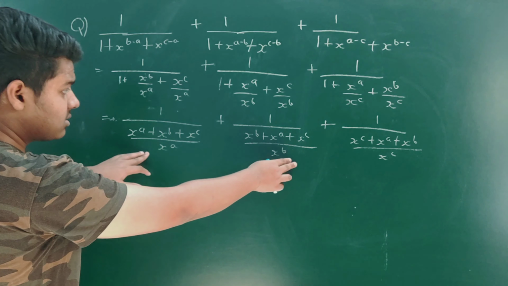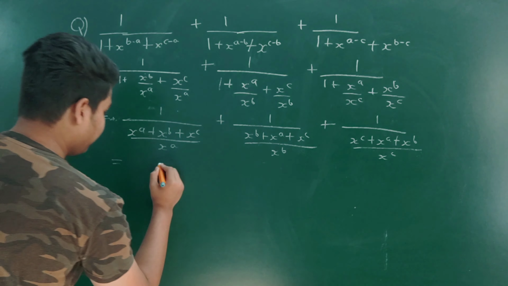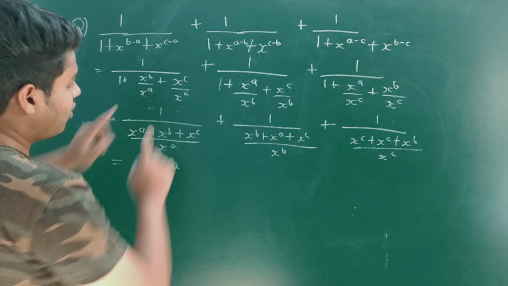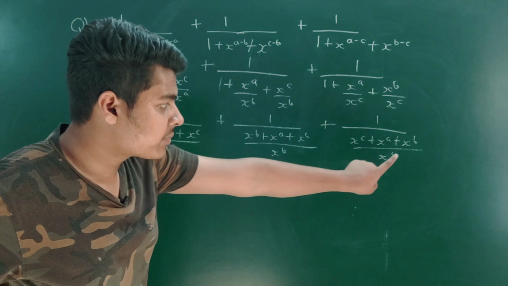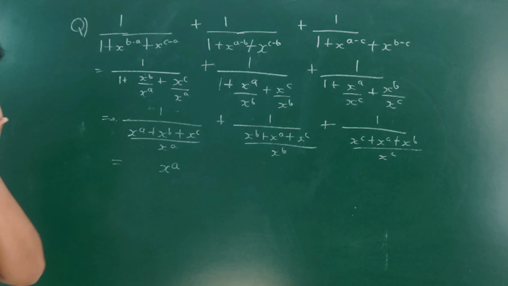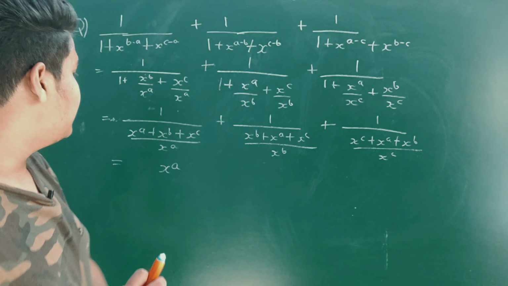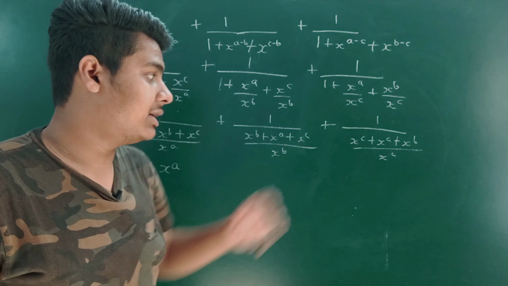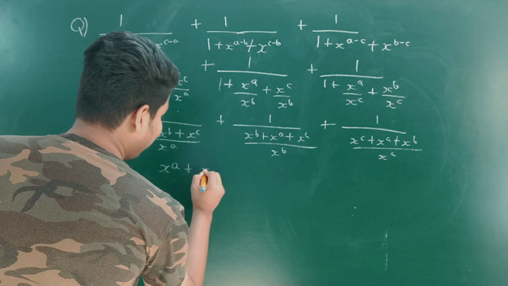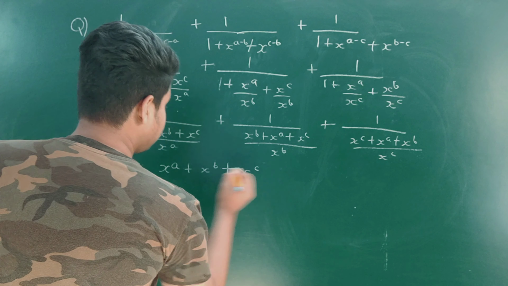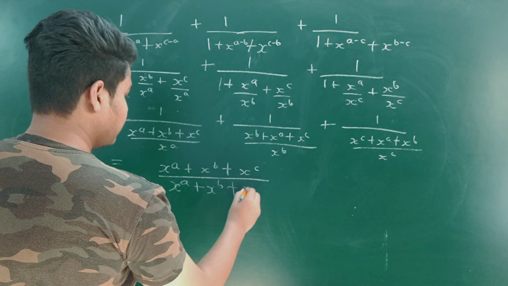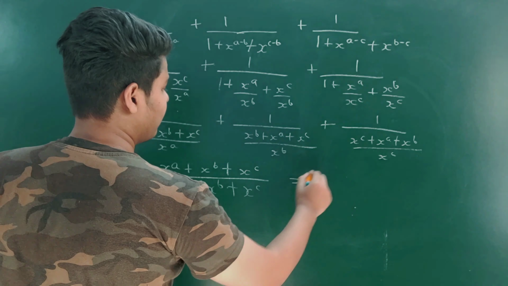All these below ones will go in the numerator. Here I'm solving the whole part. As you can see, if this x to the power a, this x to the power b, and this x to the power c go upstairs, then we have the remainder as x to the power a plus x to the power b plus x to the power c for all the three terms, which means the denominator will become the same. So if you solve it, you will get x to the power a plus x to the power b plus x to the power c divided by x to the power a plus x to the power b plus x to the power c. And this whole term will get cancelled out and will become 1.